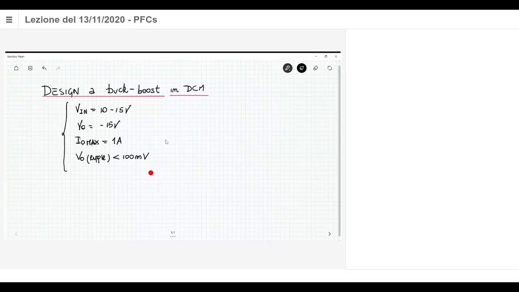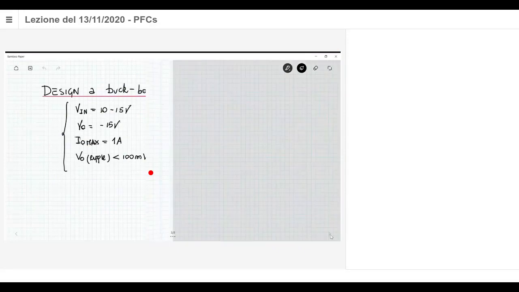So that means that you should derive the standard value for each of the components in the circuit, evaluating the stress in order to say, buy them.